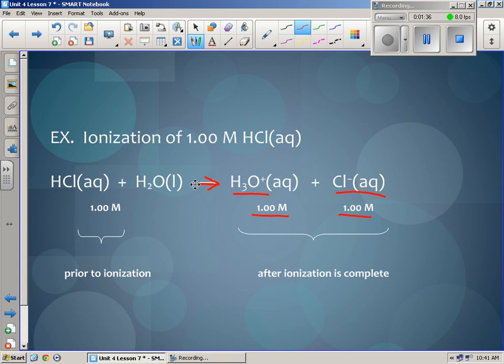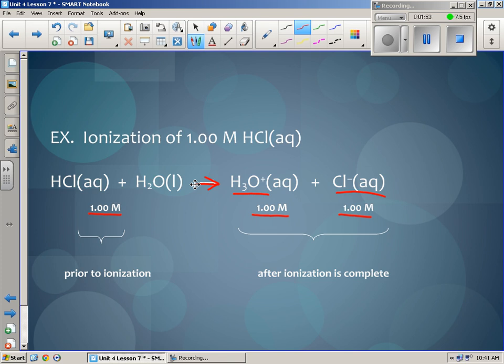Yes? Okay. This is prior to ionization, and this is after ionization is complete. Everyone's okay with that? Everyone understands that? Yes? No? Okay. Strong acids completely break up when you put them into water.